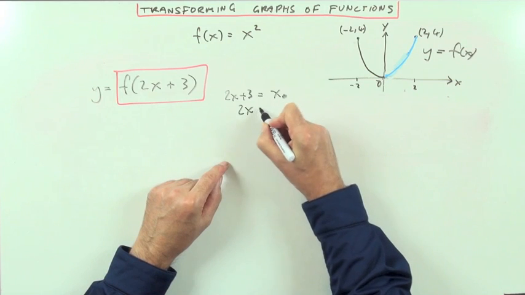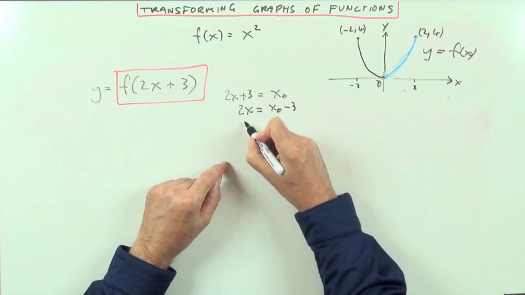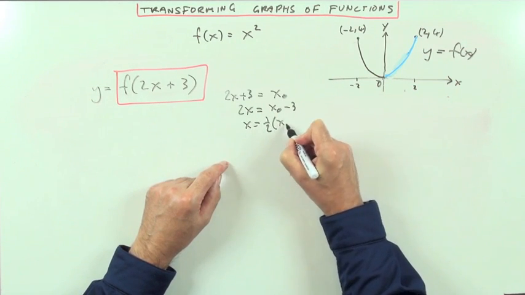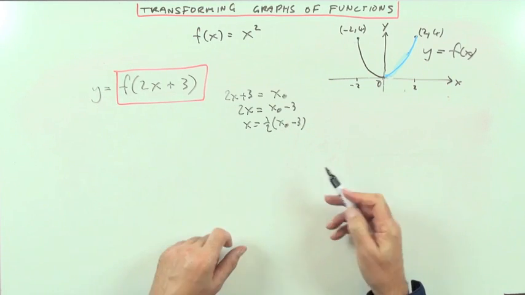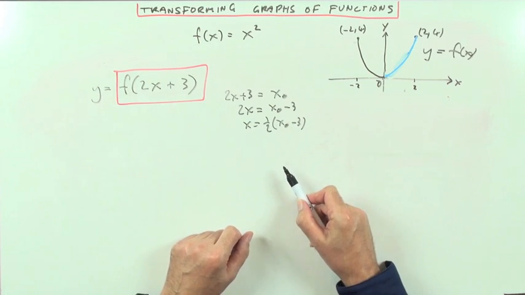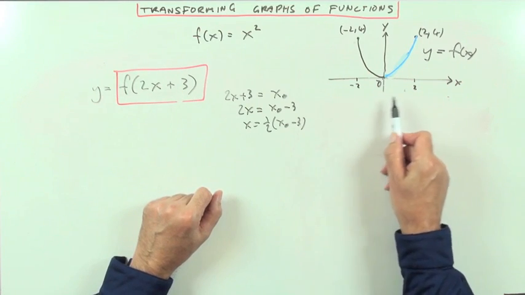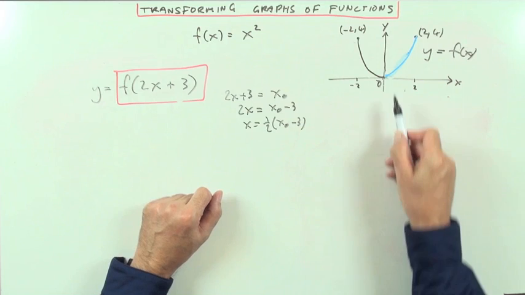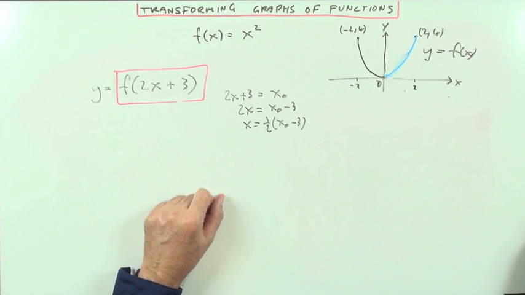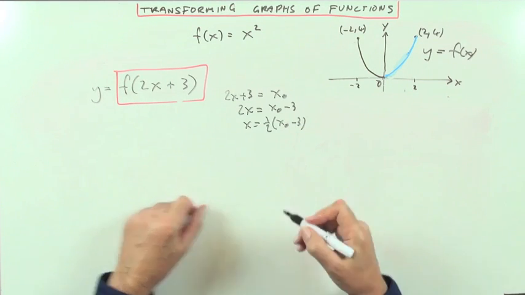Or just do it algebraically here. It's going to be x naught minus 3. So x is going to be a half of x naught minus 3. Or splitting it, half of x naught minus 1.5. So it doesn't actually move back 3. It only appears to have moved back 1.5 as far as any of those points with no height is concerned. Or you could just do that algebraically.